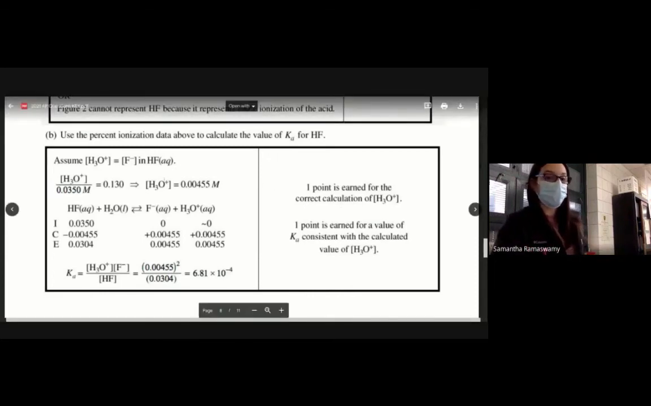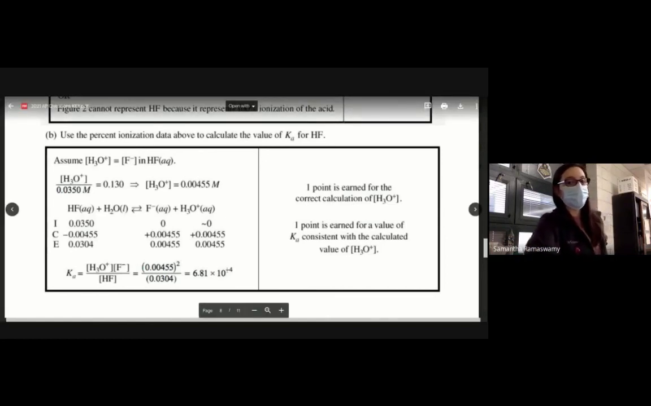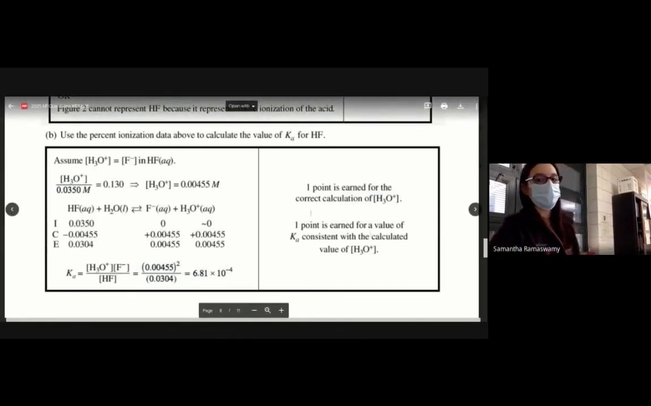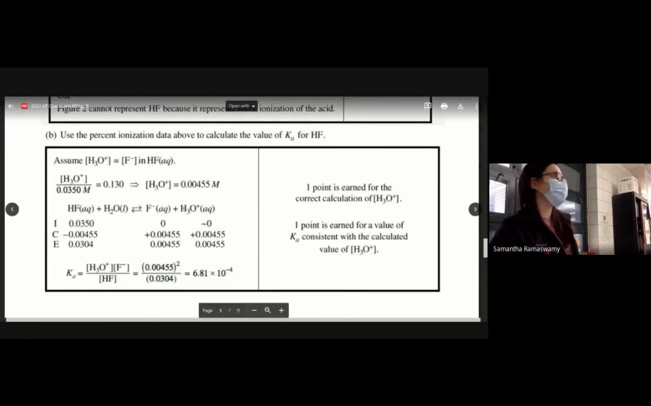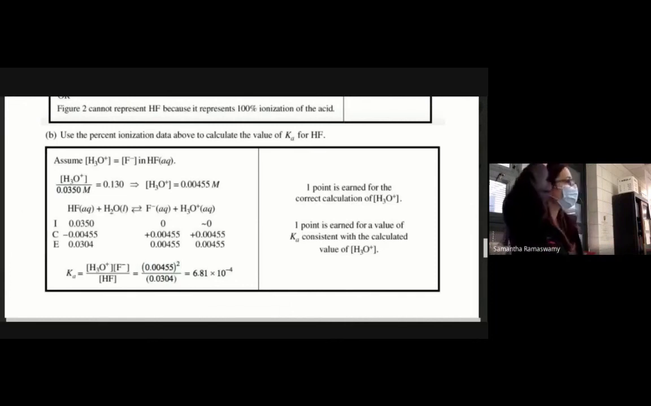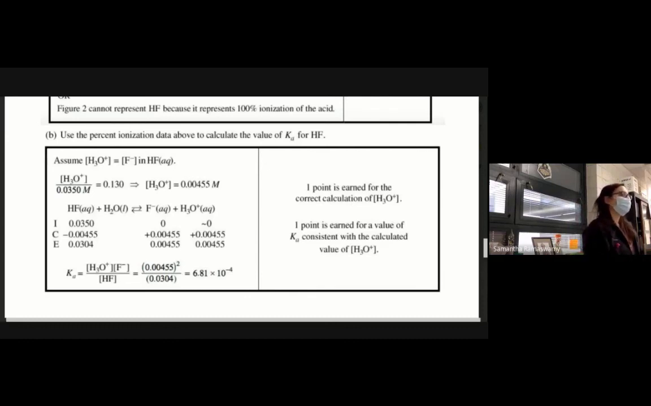1 for calculating H+ from percent ionization. That was one of the points. And the other point came from calculating Ka. So notice it says consistent with H+. If you calculated H+ wrong, but you did the second part right, you still could have gotten one of the points. If we assume that X is small, did we miss that? No. If you wrote, like, assume X is small, and then you did it, then you would still be okay. Yeah.